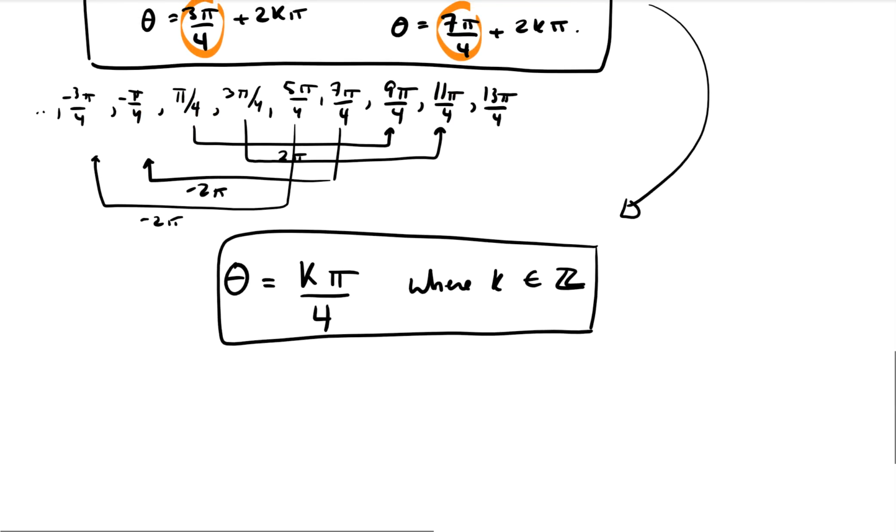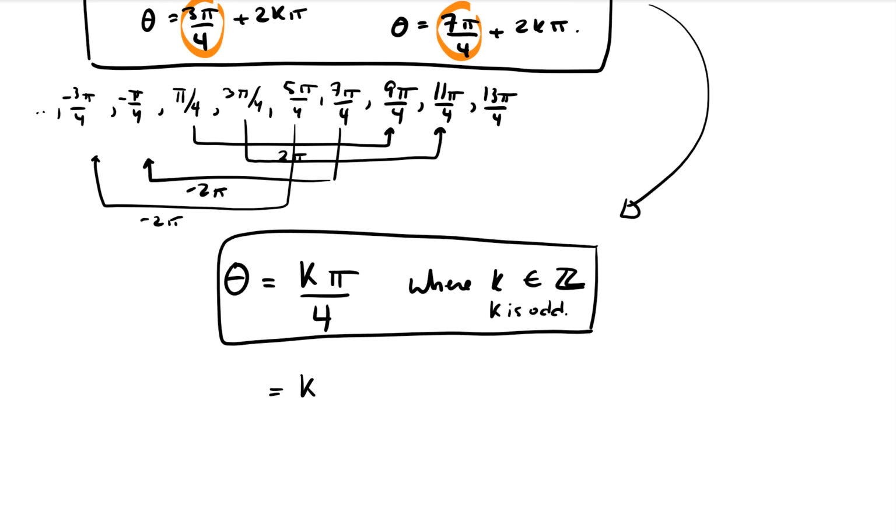Notice, by the way, you can also write your answer in degrees as well. Just coming back here, I forgot to write k is odd. Of course, you can't have even multiples of pi over 4. So you can also write it in degrees if you like.